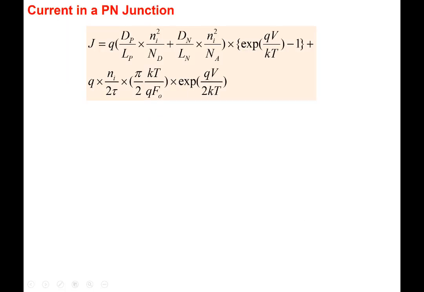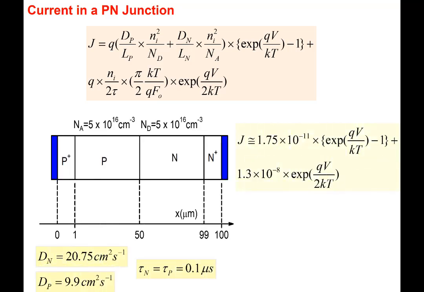So the total current is the ideal diode equation that we derived, plus a recombination current, which is Qni by 2 tau exponent QV by 2kT. So a PN junction has two terms in it: an ideal equation that we derived and a QV by 2kT term, which is the recombination current. If I plug in these values, Qni by 2 tau, pi by 2kT, F naught, where F naught is the field in the middle, this is what I would get: 1.75 into 10 power minus 11 exponent QV by kT, plus 1.3 into 10 power minus 8 exponent QV by 2kT. This is a more exact expression for current in a PN junction.